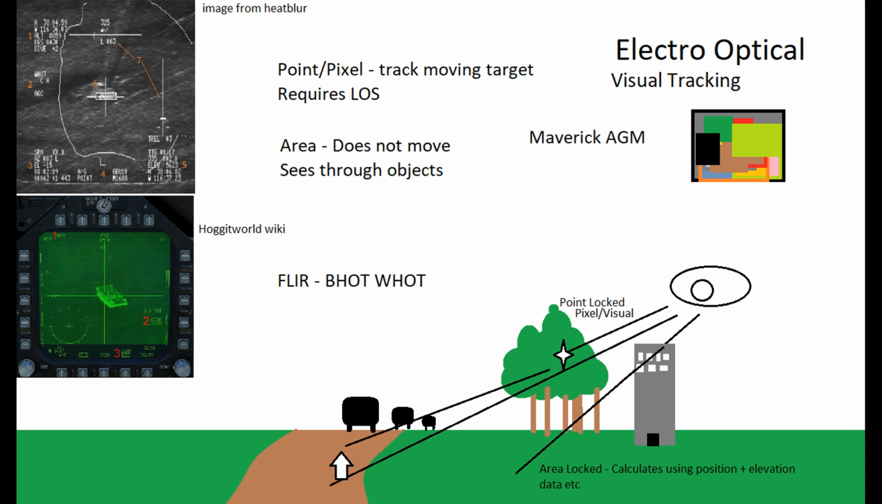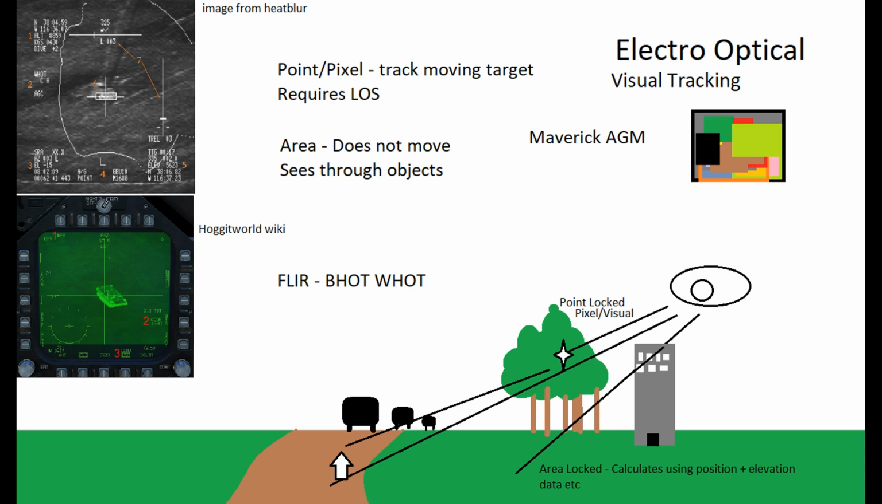So that's the downside to that. If you're too low and you're following a convoy, as soon as something gets in front of it, including a building, anything else, it will block that, and you'll lose the lock. So this electro-optical, you'll get used to using it, because you do actually use it a lot in the A-10, and it is in the Maverick as well.